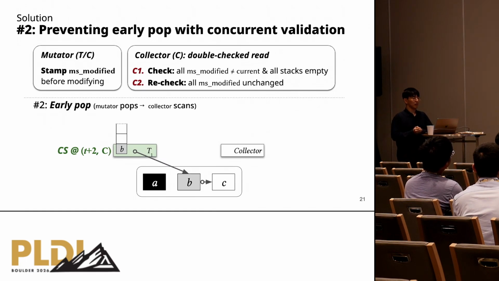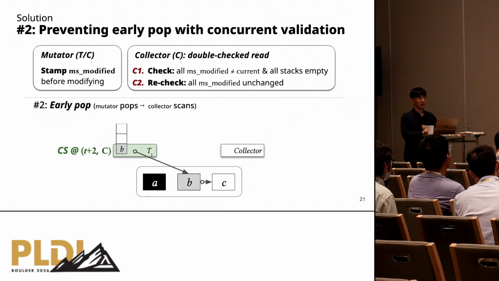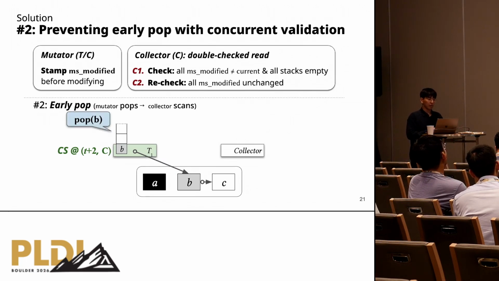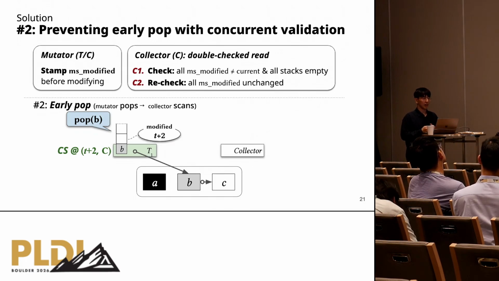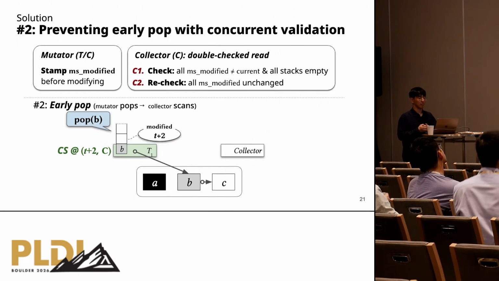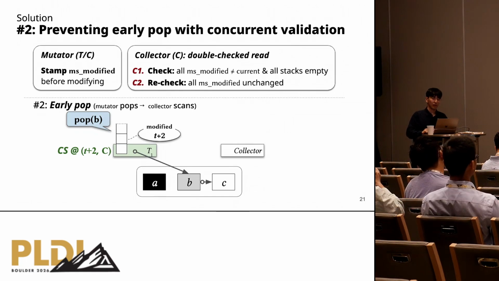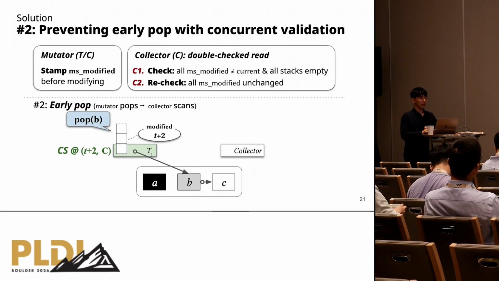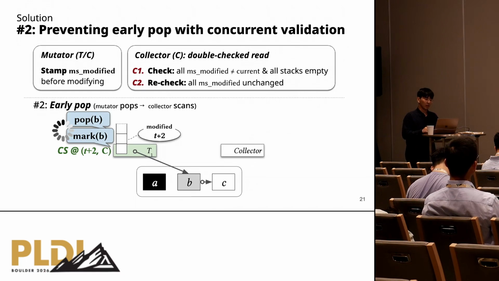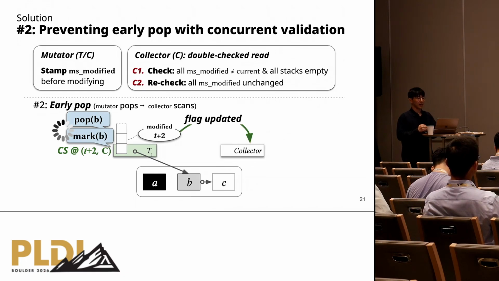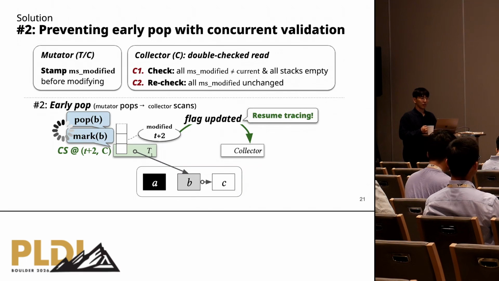Concretely, the mutator is in a critical section during completion with B on its stack. Before it pops, it stamps the stack with the current timestamp, T+2. It then pops B and tries to mark it. When the collector validates, the stack itself is empty, but the stamp equals the current timestamp. So the check fails and the collector resumes tracing.